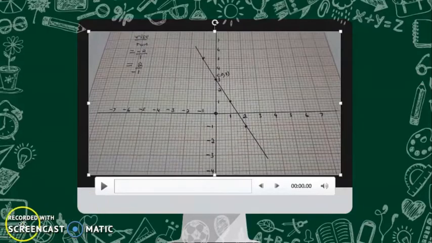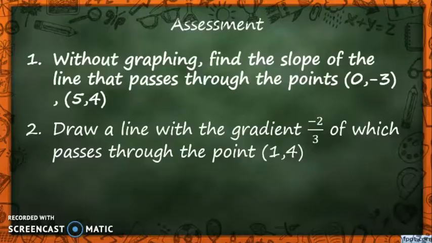So now we have a little assessment here. So without graphing, find the slope of the line that passes through the points 0, negative 3, 5, 4. Number 2, draw a line with a gradient negative 2 over 3, which passes through the point 1, 4. So very simple.